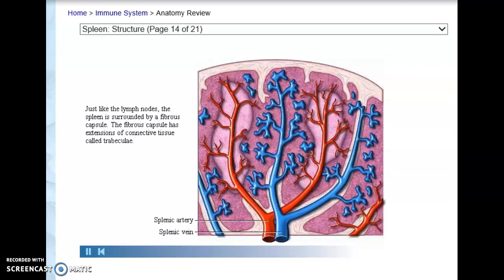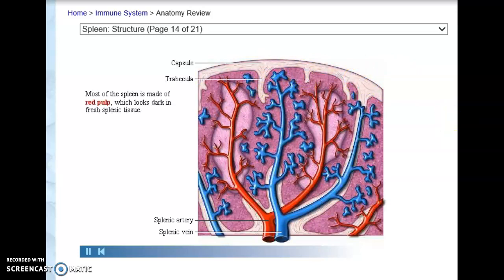Just like the lymph nodes, the spleen is surrounded by a fibrous capsule with extensions of connective tissue called trabeculae that extend into the organ. Click the capsule. Most of the spleen is made of red pulp, which looks dark in fresh splenic tissue. Click the spleen to highlight the red pulp.